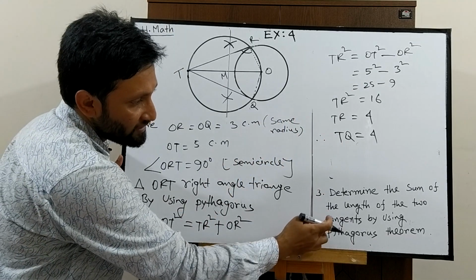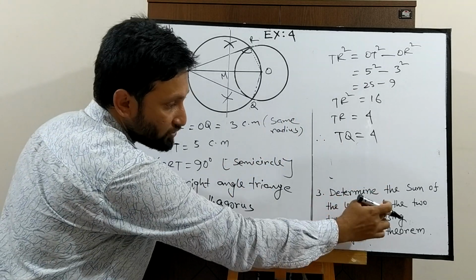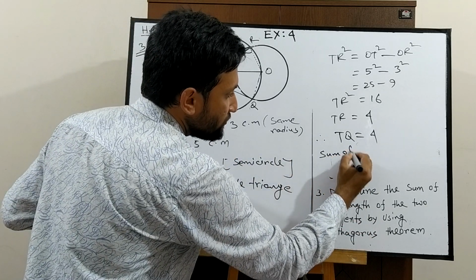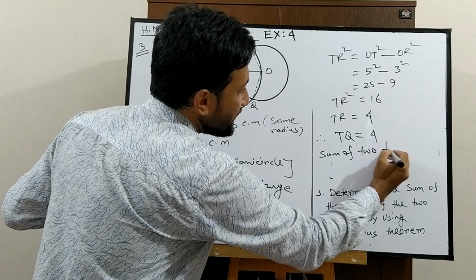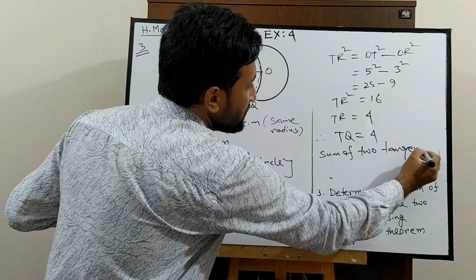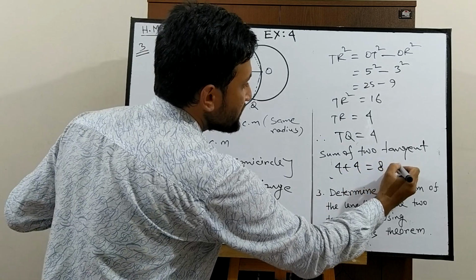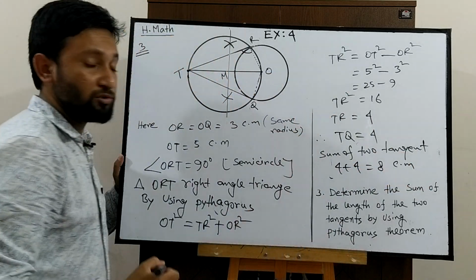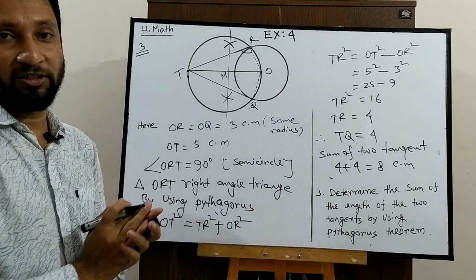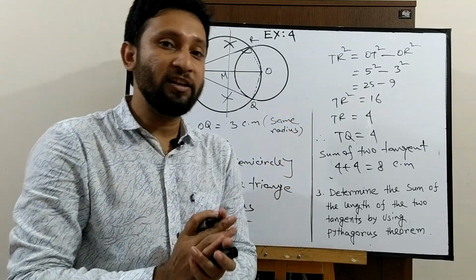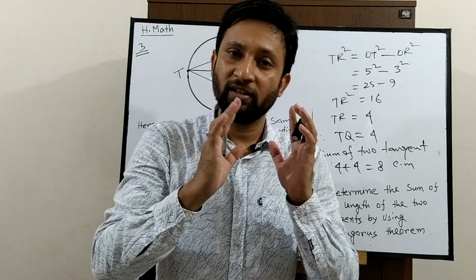So we have to determine the sum of the lengths of the two tangents. The sum of the two tangents is 4 plus 4, that means 8 cm. I hope everybody is clear. If you face any difficulty, you may ask me a question anytime.